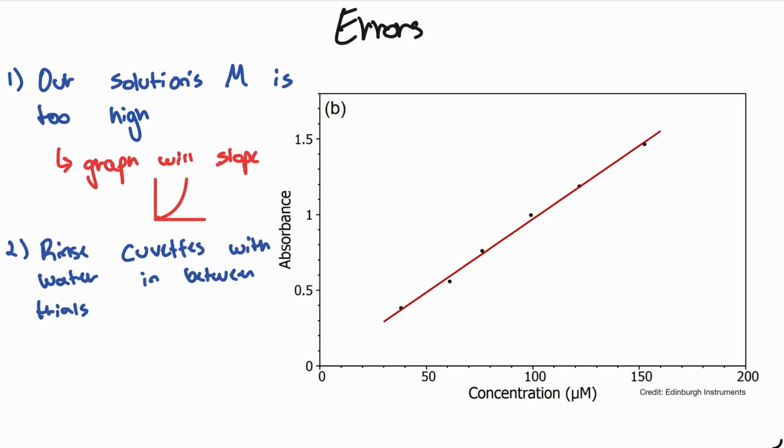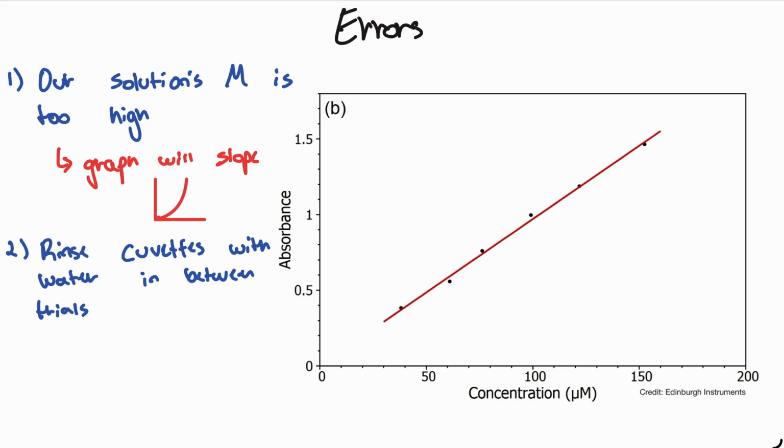Another deviation can exist if we rinse our cuvettes with water instead of solution in between trials. This will slightly dilute our solution, lowering our absorbance and giving us misleading results. If we rinse our cuvettes with water between every single trial, we're still going to get a linear relationship, but our actual answer is going to be off from what we would expect, because again, we've accidentally diluted our solution.